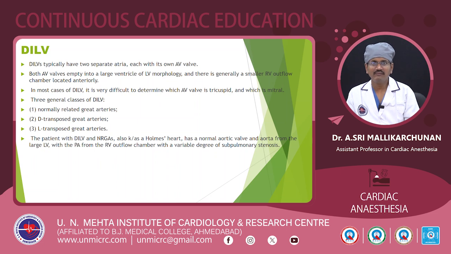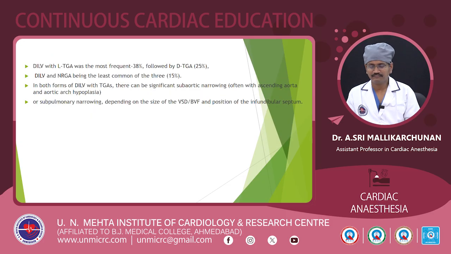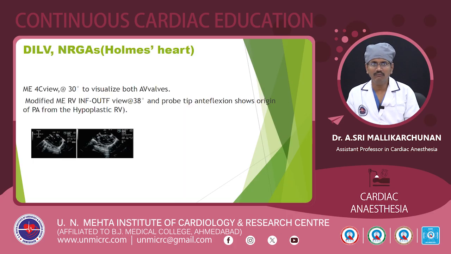In a patient with DILV and NRGA, also called Holmes heart, a normal aortic valve and aorta arise from the large LV, with a pulmonary or RV outflow chamber with varying degrees of subpulmonary stenosis. DILV with L-TGA is the most frequent, contributing about 38%, followed by D-TGA at 25%, and DILV with NRGA being the least common of the three. In both forms of DILV with TGA, there can be significant subaortic narrowing, often with ascending aorta or aortic arch hypoplasia, or subpulmonary narrowing, depending on the size of the VSD and position of the infundibular septum.